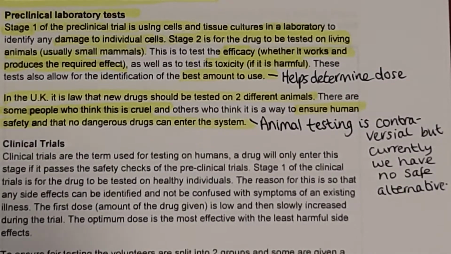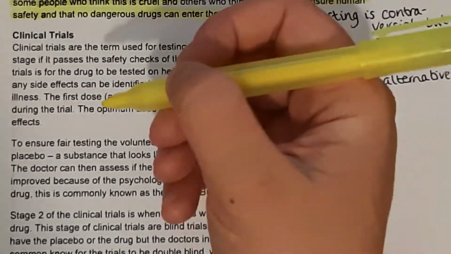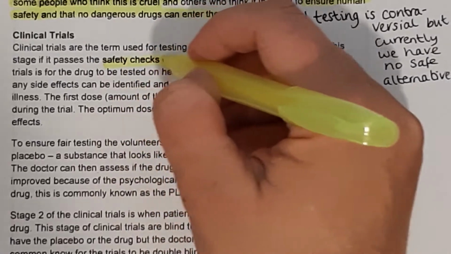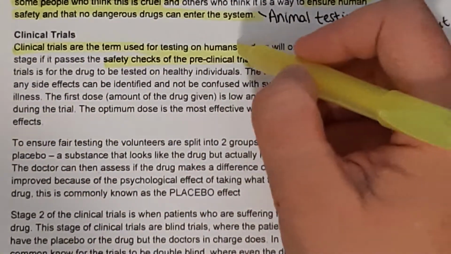So let's look at clinical trials now. Clinical trials is the term used when we're testing a drug on humans, and the drugs will only get to this stage if they pass the safety checks of the preclinical trials, so stages 1 and 2. So clinical trials is human testing.